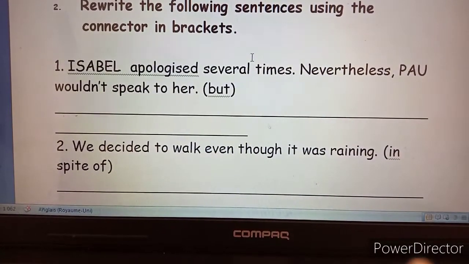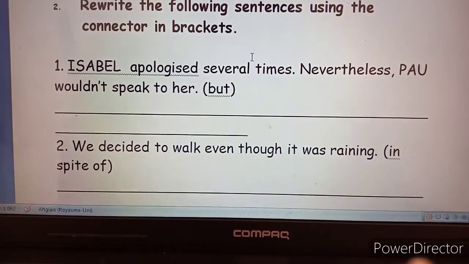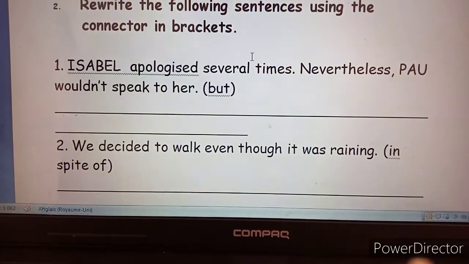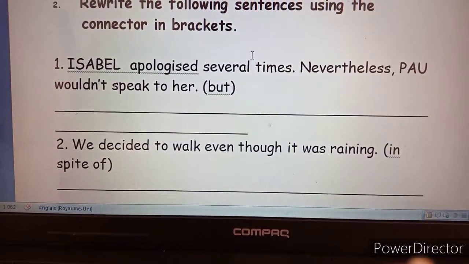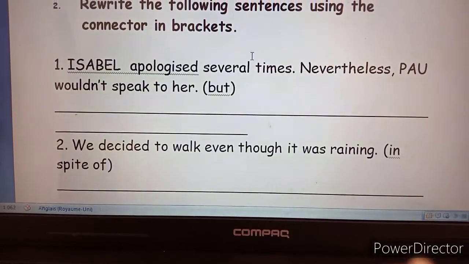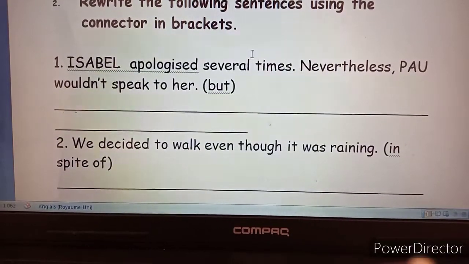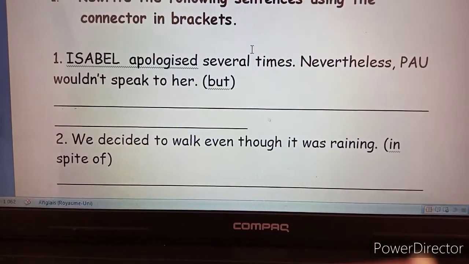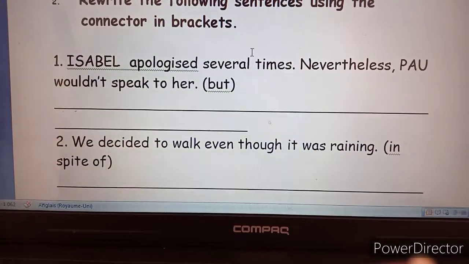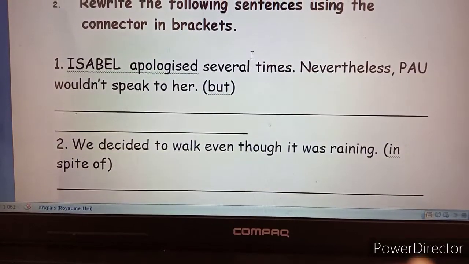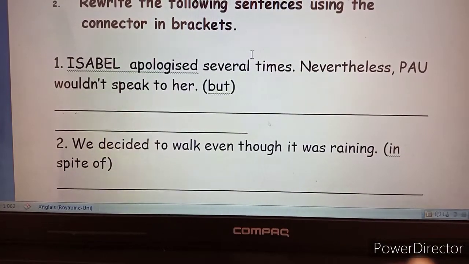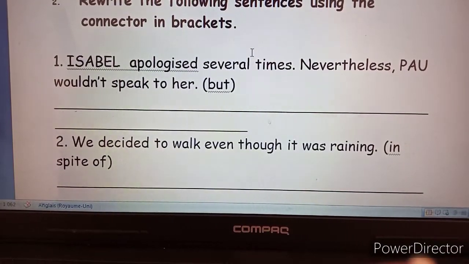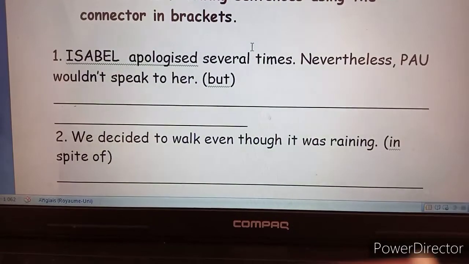Clear? The second one. We decided to walk even though it was raining. Here we will remove even though and we will put in spite of. Listen. Try to do it, please, yourself. So here we will remove even though and we will put in spite of.